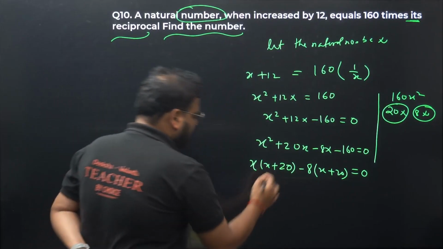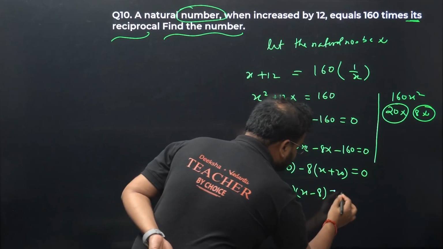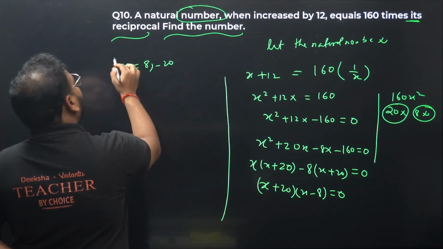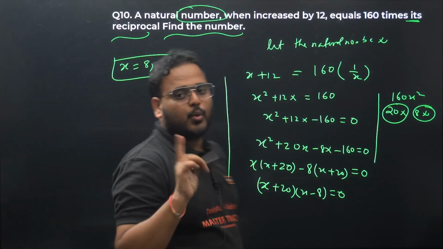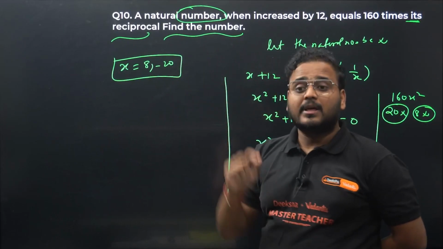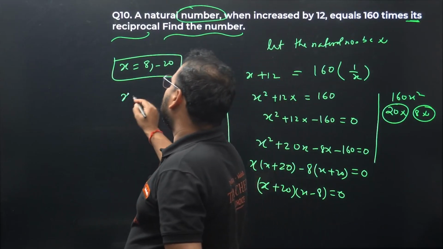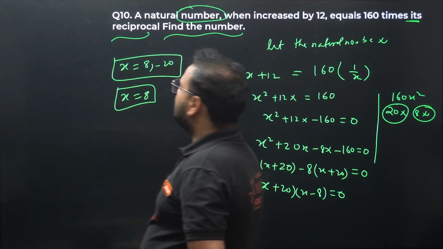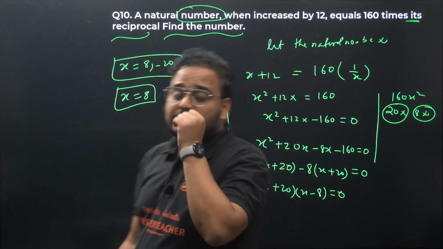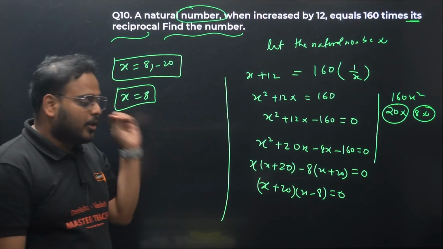What I get over here is x plus 20 and x minus 8 equal to 0, which gives me the value of x as 8 or minus 20. Sir, both answers are correct? No, sir, no. Only one is correct, because they're saying a natural number. Is minus 20 a natural number? Of course not. It is an integer. So we have x equals 8 as the only answer in this particular case. Minus 20 is an integer, not a natural number. Hence x equals 8 is my required number.